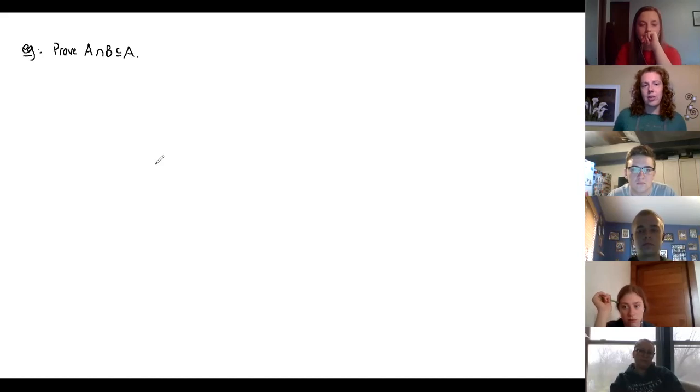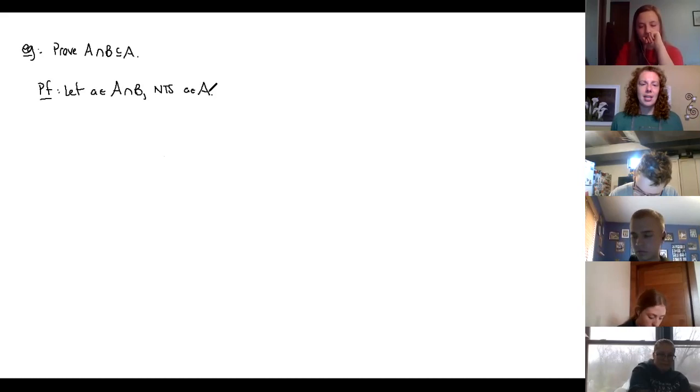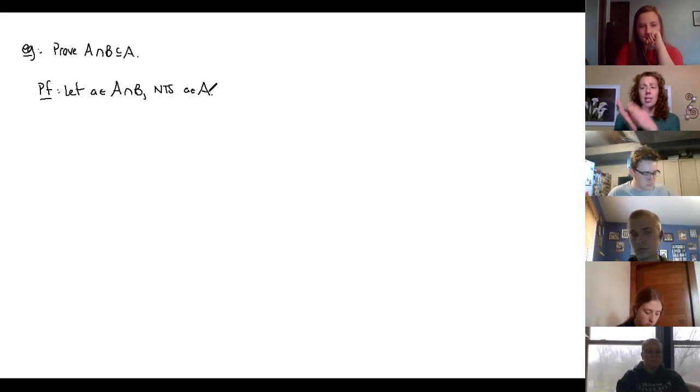So this is intersection, right? The proof is the same basic idea: we want to let little a live in A intersect B, and then I need to show that little a lives in capital A. So you start with an element in whatever your left-hand side is, wherever you're trying to show subset, and then you need to show that element lives in the right-hand side.